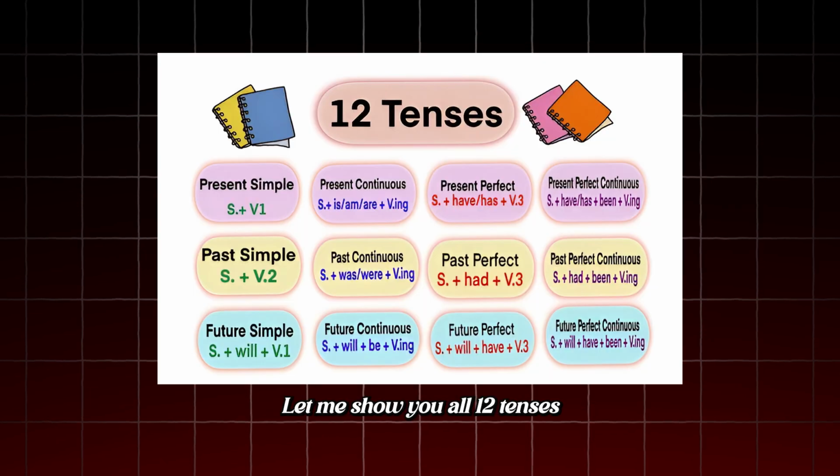Let me show you all 12 sentences with a simple example using the verb study. Present simple: I study English every day. Present continuous: I am studying English right now. Present perfect: I have studied English for 2 years. Present perfect continuous: I have been studying English since morning. Past simple: I studied English yesterday. Past continuous: I was studying English when you called. Past perfect: I had studied English before I moved to America. Past perfect continuous: I had been studying English for 2 hours when I took a break.